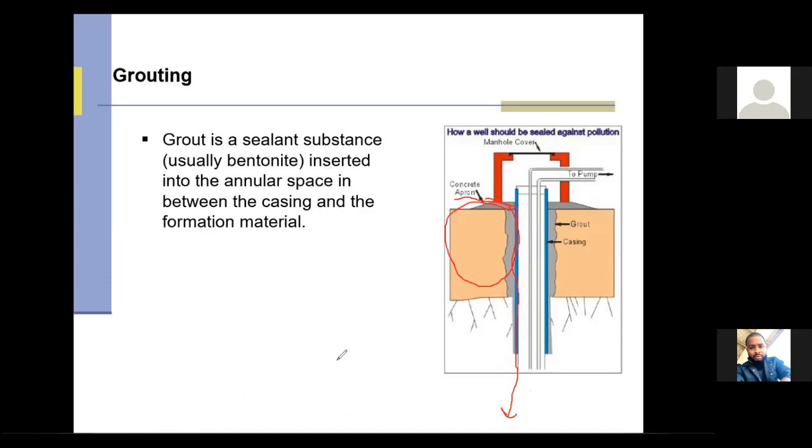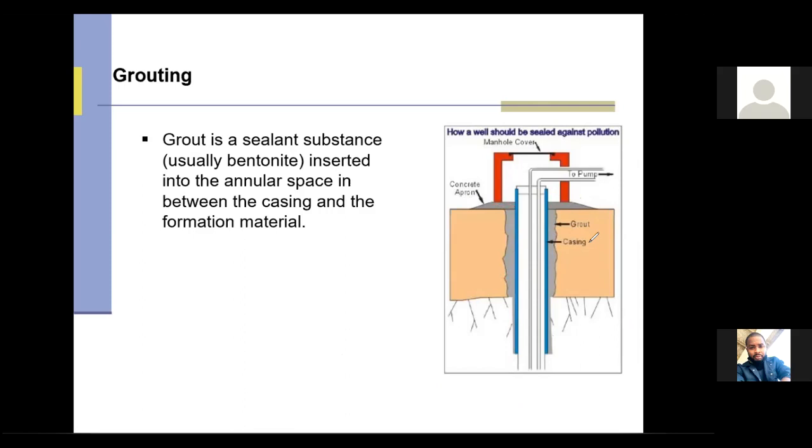And again, it's inserted in what they call the annular space, and that's the space between the pipe and the ground. And it basically seals that pipe from any sort of contamination. Now, if there's runoff, it will come out and percolate properly through the ground. It won't just short circuit through here because that grout will protect it from any sort of contamination.